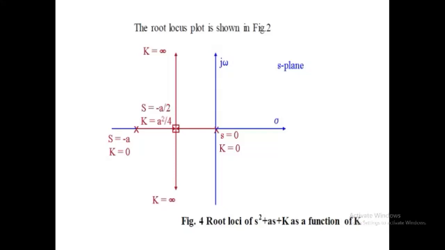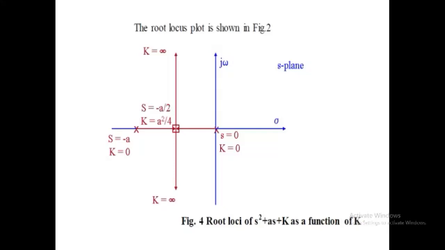Now, the value of k corresponding to any point s on a root locus can be obtained by using the magnitude condition, k equals one equation: in the numerator, the product of the lengths from the point to the poles, and in the denominator, the product of the lengths from the point to the zeros.